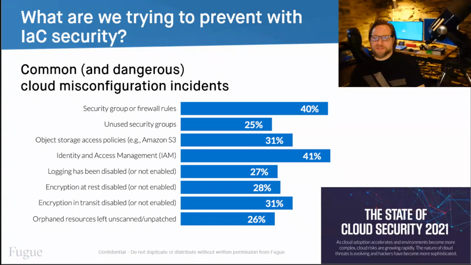Common and dangerous cloud misconfiguration incidents. This is what the survey respondents said they were seeing. And you'll see here, and this is going to be reflected as we talk about blast radius, IAM is number one, and IAM is a form of network, and it can be traversed like a network. And therefore, if you think about blast radius, networks connect stuff, right?